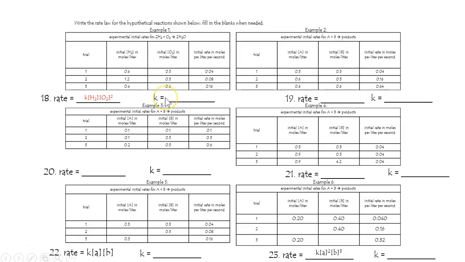To solve for K, pick any trial. I always do the first one and plug in. Rearranging, we can see that K must equal rate over the concentrations of the reactants. Don't forget about those exponents.